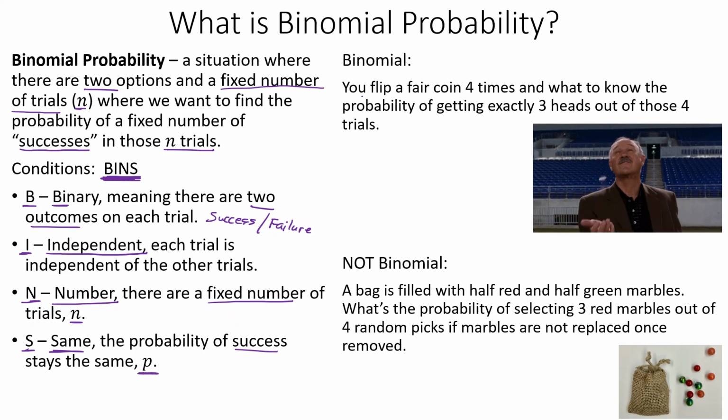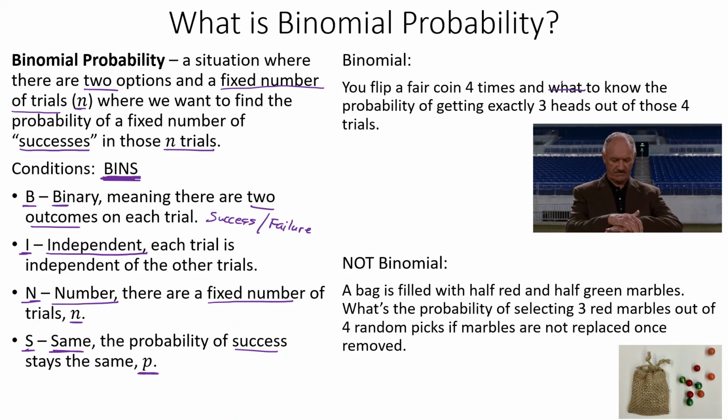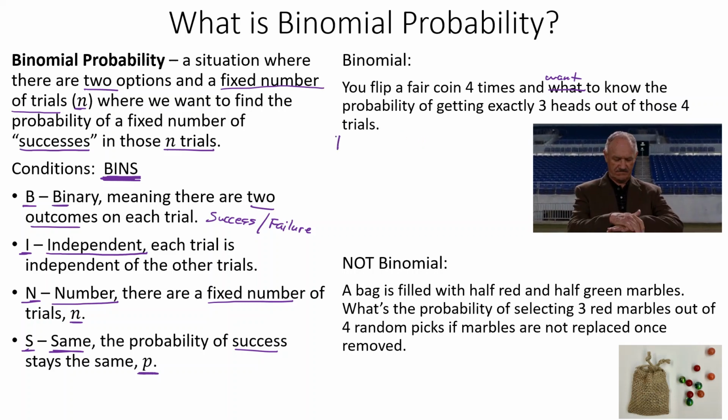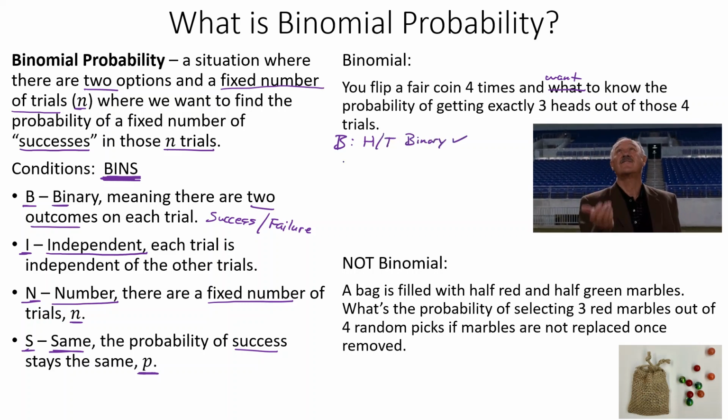All right, so an example of something that is binomial. You flip a fair coin 4 times and you want to know the probability of getting exactly 3 heads out of those 4 trials. We're going to check each one of these conditions. So B, yeah, we've got heads and tails, so it is binary. There are 2 things that can happen.